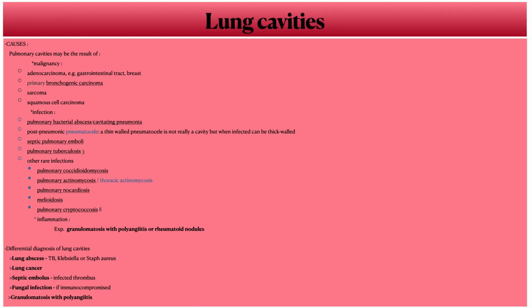Then for inflammation, we can have rheumatoid nodules or granulomatosis with polyangiitis. Then for the differential diagnosis of lung cavities, we have lung abscess like TB, lung cancer, septic embolus, fungal infection, and granulomatosis with polyangiitis.